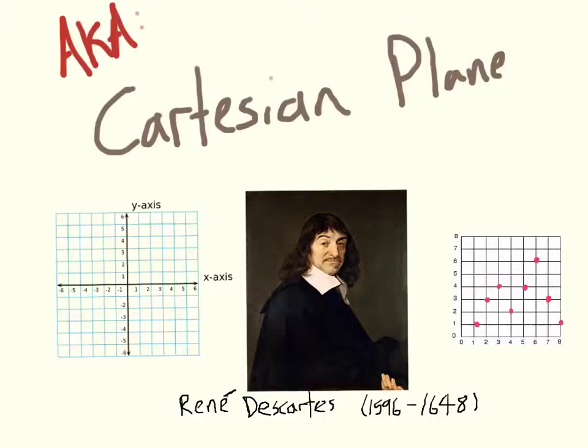The coordinate plane is sometimes also known as the Cartesian plane, and that's because it was invented by this guy, René Descartes, around 400 years ago. Here are two examples of coordinate planes, and we'll learn more about those in just a few minutes.